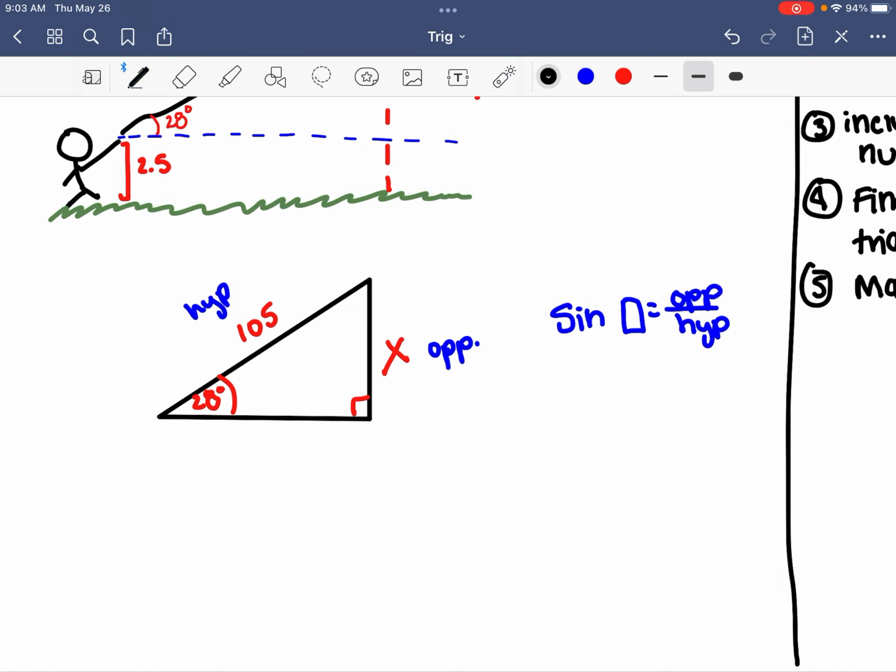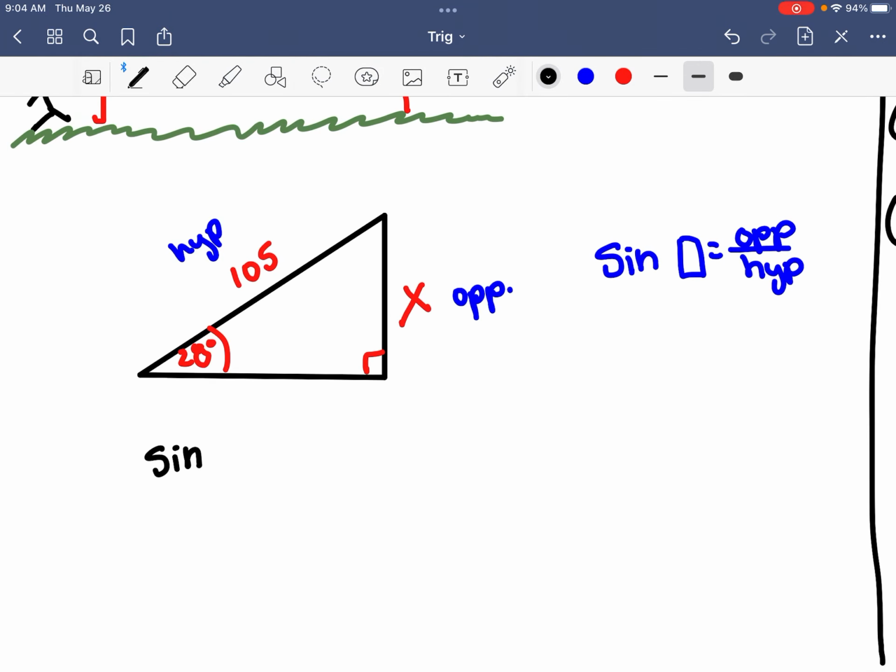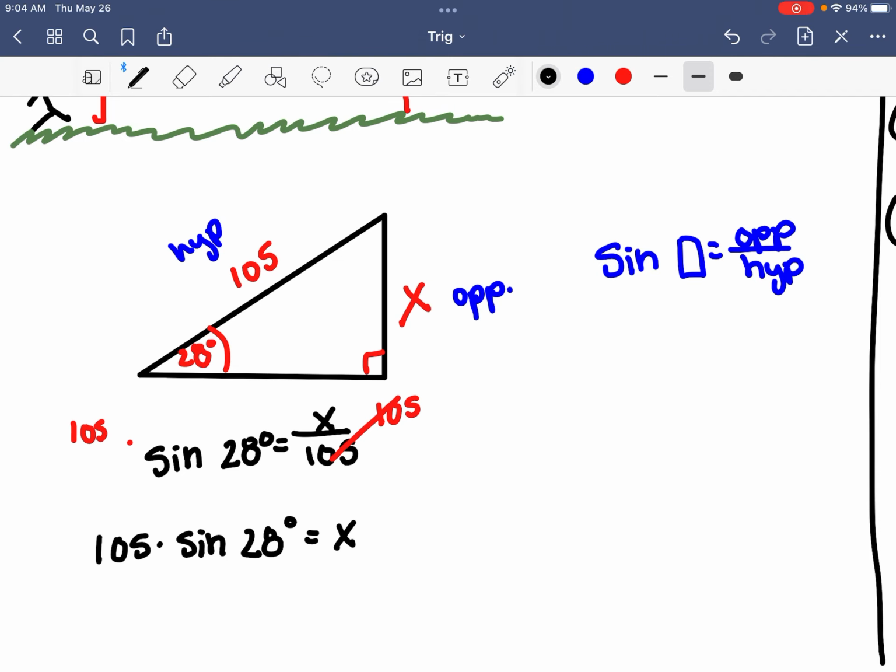So now I'm going to fill it in. Now it's just a regular problem on Delta Math without the scary words, okay? So sine of 28 degrees equals opposite, x, over hypotenuse, 105. We want to get x by itself, right? We're trying to solve for x. Well, 105 is dividing by x. I need to get rid of it, so I'm going to do the opposite and multiply on both sides. 105 divided by 105 is a giant 1, so it crosses out. And on my left-hand side, I'm left with 105 times sine of 28 degrees equals x.